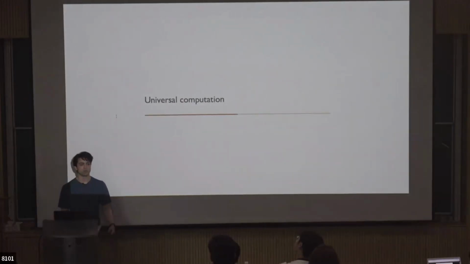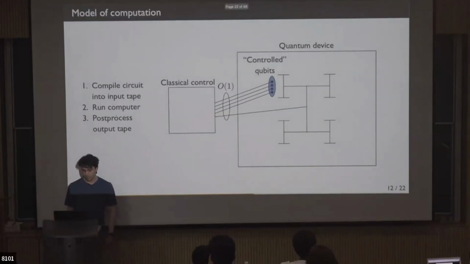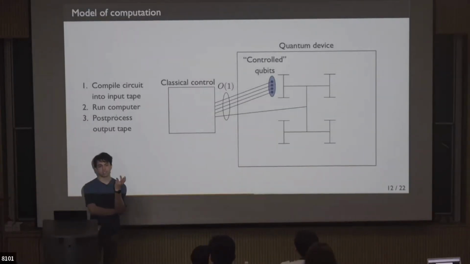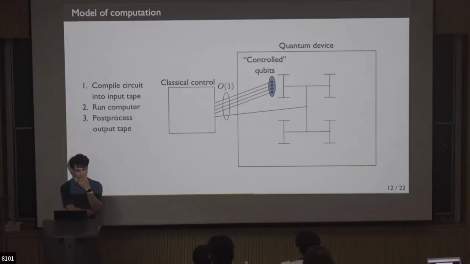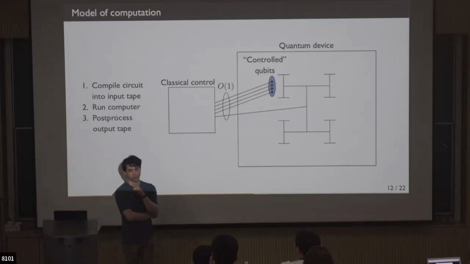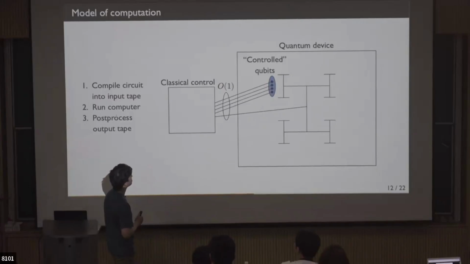All right, so I promised a universal computer, so let me build that for you. But first, I need to define some model of computation that I want to consider, and I need to be more precise about what I mean by control line. Think of it as I have some classical control box, and it's connected to some quantum chip by some number of wires.